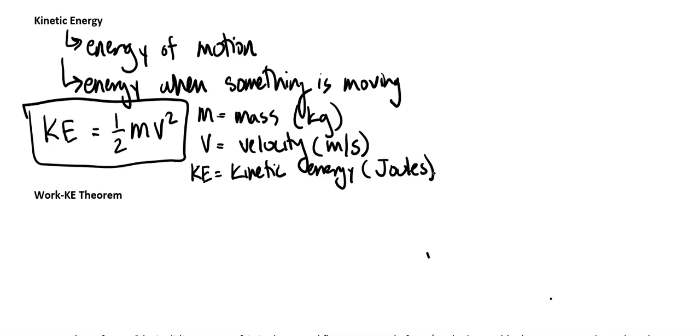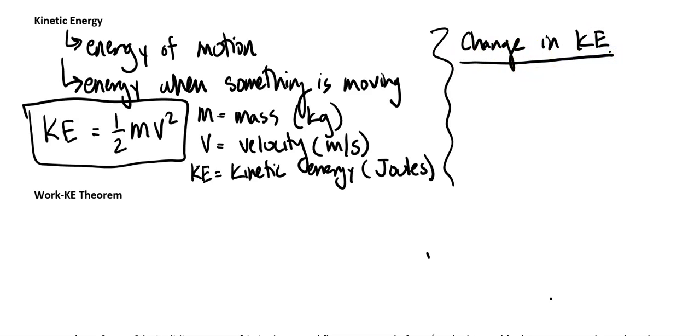Oftentimes we care about the quantity of something, but more importantly is the change of something. Like, how are we changing? How are we growing? How are we increasing, decreasing? Whatever it is, change is important. So let's go ahead and talk about change in kinetic energy. We know to write change, we use the symbol delta. So delta KE, the change in kinetic energy. If we want to find the change in something, we are going to subtract our initial value from our final value. So that'll be KE final minus KE initial.